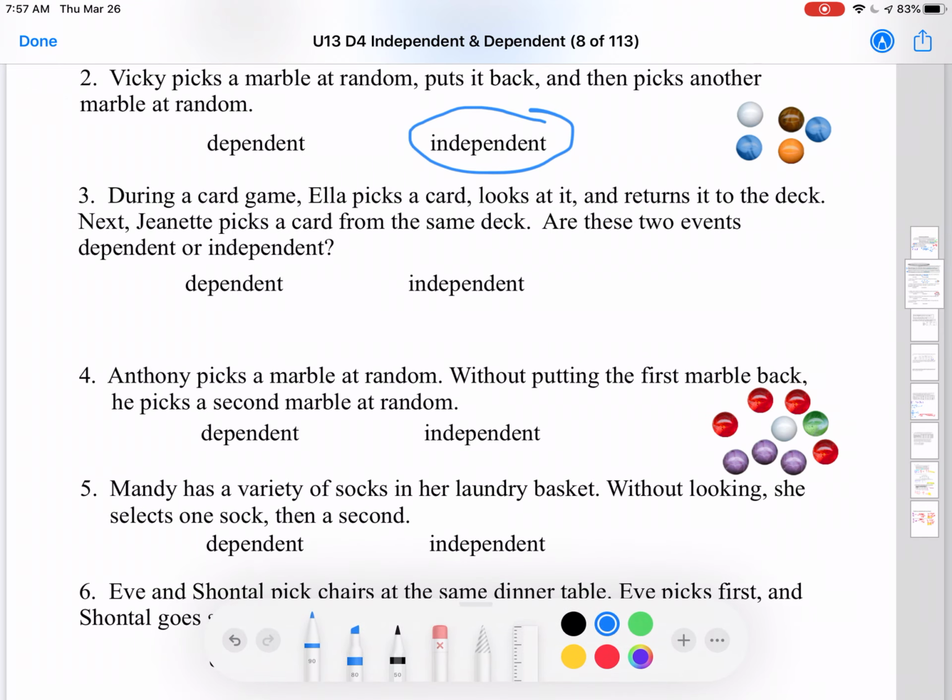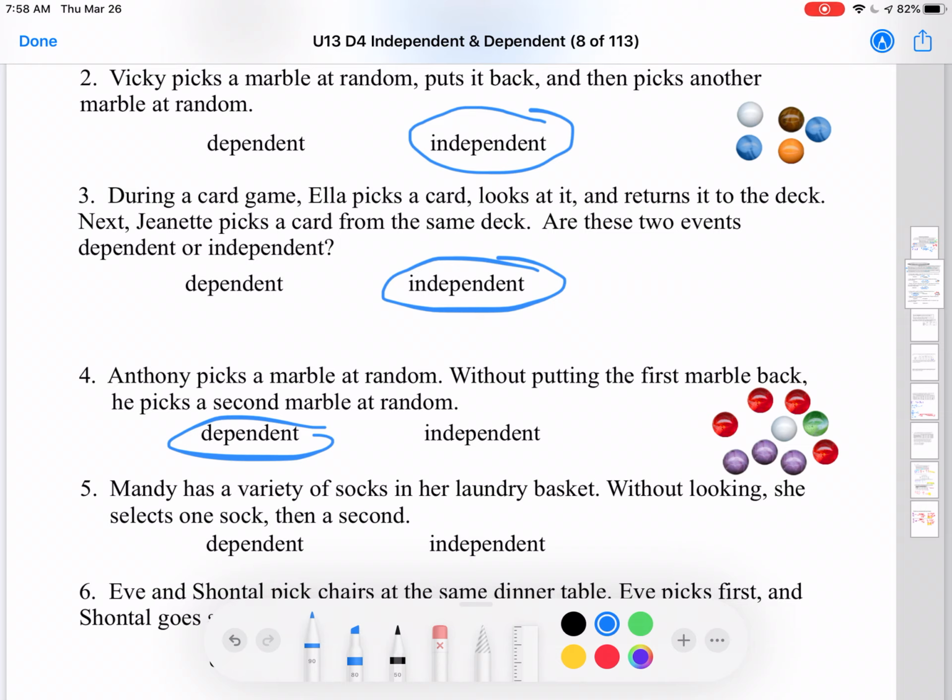But now let's look at 4. Anthony picks a marble at random. Without putting the first marble back, he picks a second marble. Well, now these are dependent, and these are like the questions we did on that first day, right? Where without replacement, you're affecting the sample space, so they are dependent on each other. What he gets the second time definitely depends on what he took out the first time.